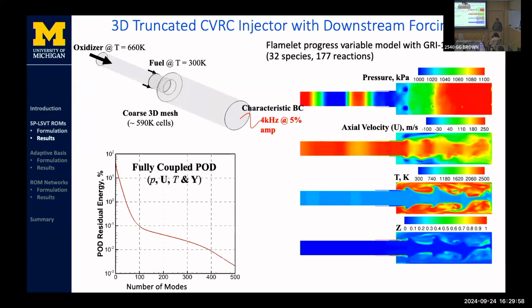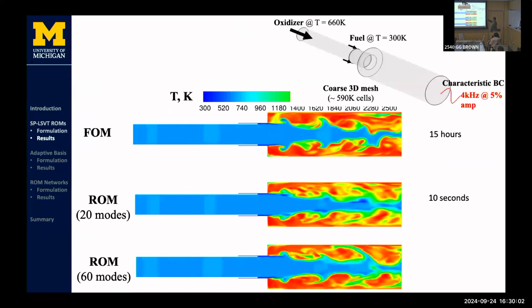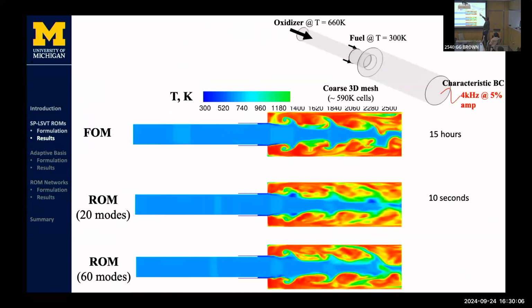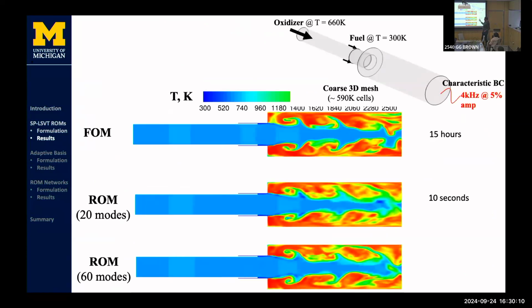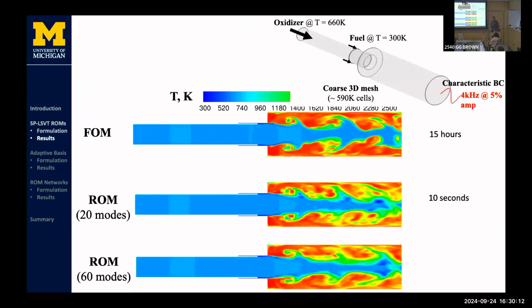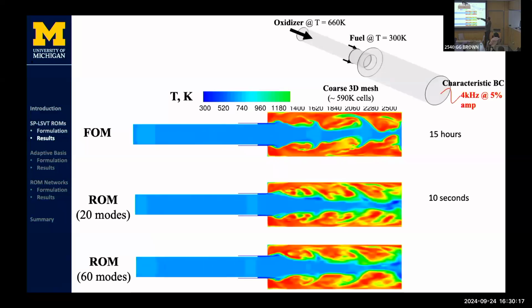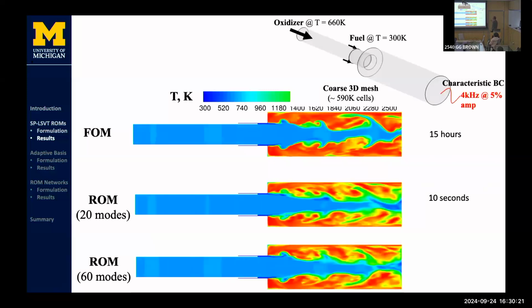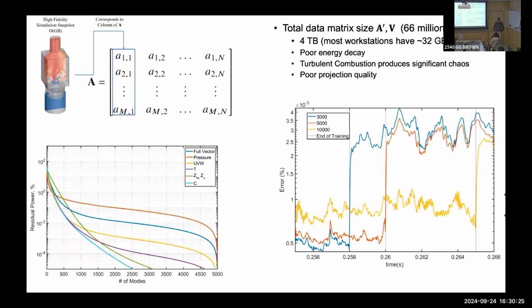So this is a demonstration example where, for instance, for a single element combustor, it takes 15 CPU hours to run the full order model. The reduced order model can run in about 10 seconds. So that's almost 4 orders of magnitude. Of course, there is some information loss, but to engineering accuracy, it's not bad, okay? But there is a problem.